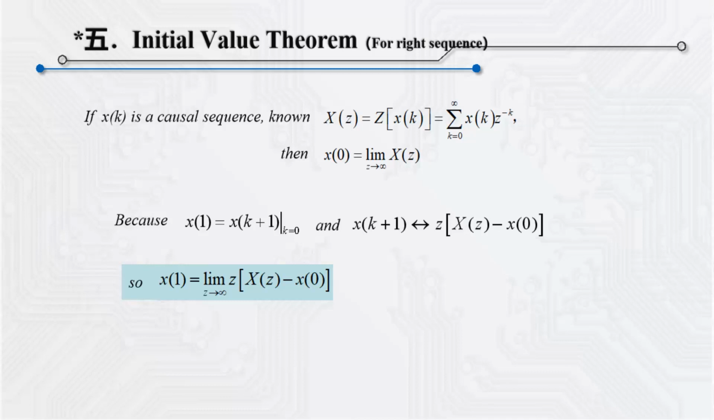What is the initial value of x of 1? We know that x of 1 can be written as x of k plus 1, where k is equal to 0. According to the shift characteristics of the unilateral sequence, we know that the unilateral z transform of x of k plus 1 is such a result. So we can use this expression for its initial value. Solve for the limit where z tends to infinity.